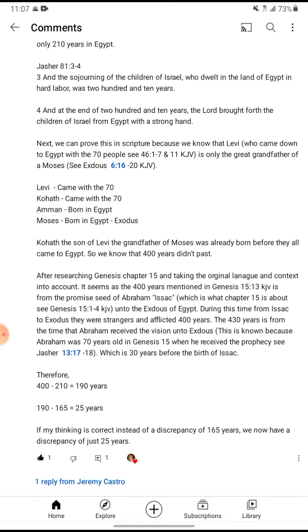400 minus 210 years is 190. 190 minus 165 is 25 years. And he says, if my thinking is correct, instead of a discrepancy of 165 years, we now have a discrepancy of just 25. So, yeah, his math is correct, and it would seem that way if indeed we only count those 210 years, as opposed to the whole 400 or the 430 years.